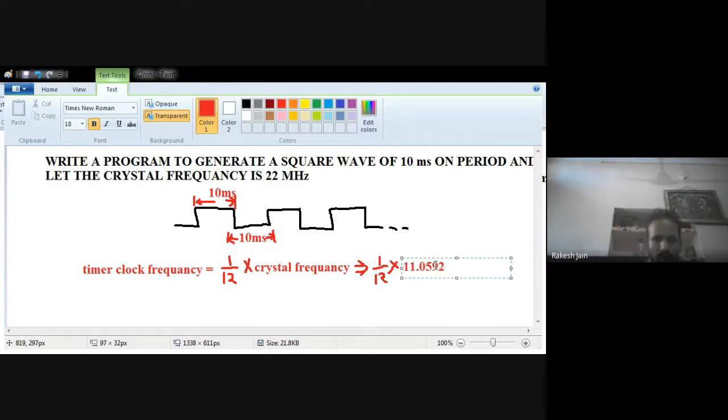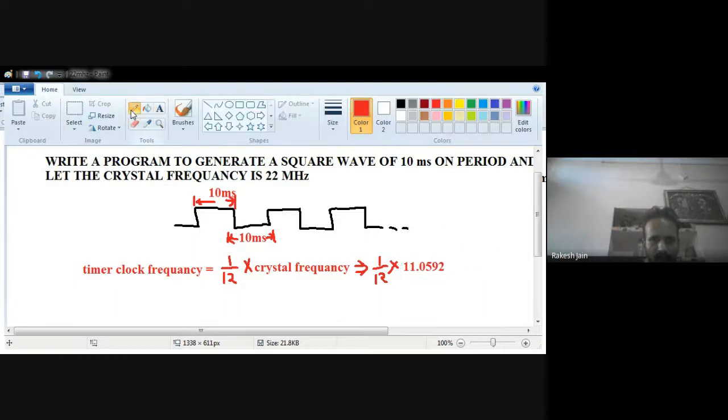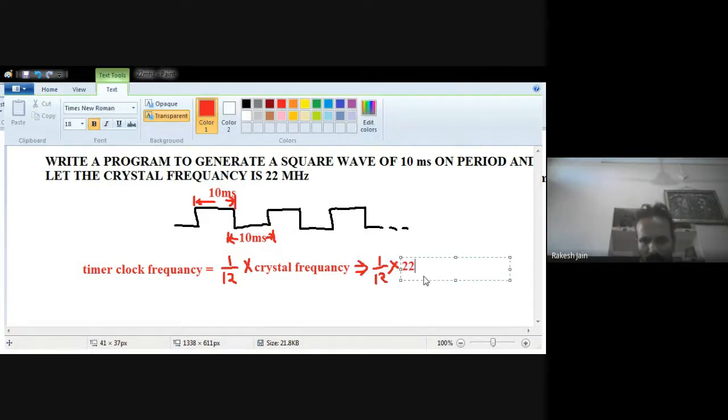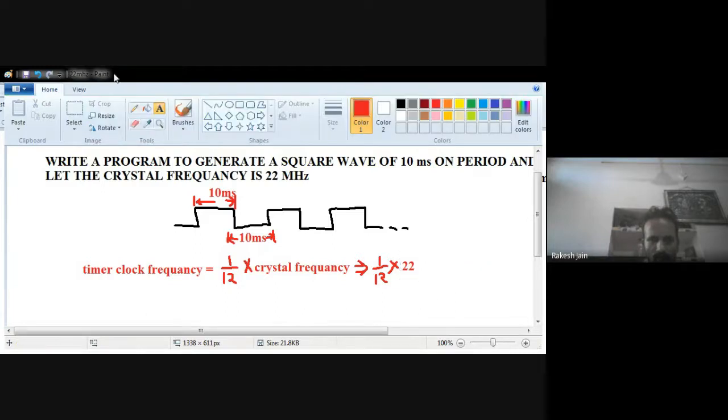11.0592 megahertz, that is multiplied by 10 to power 6. Sorry, here 22 megahertz is given, that's why we have to write down 22 megahertz. So 22, and because megahertz, that's why 10 to power 6. If no crystal frequency is given, once again I am going to tell you that you have to use 11.0592 megahertz, but here 22 megahertz is given.